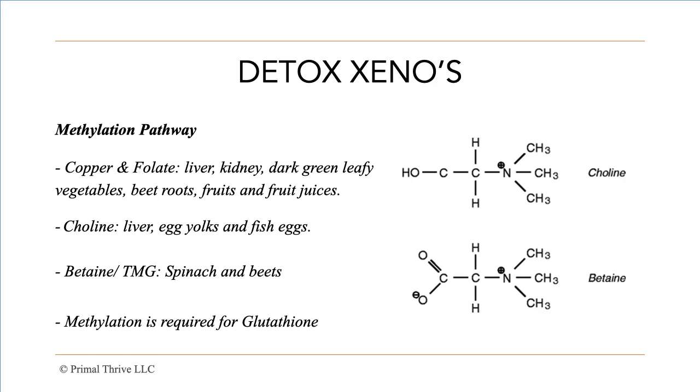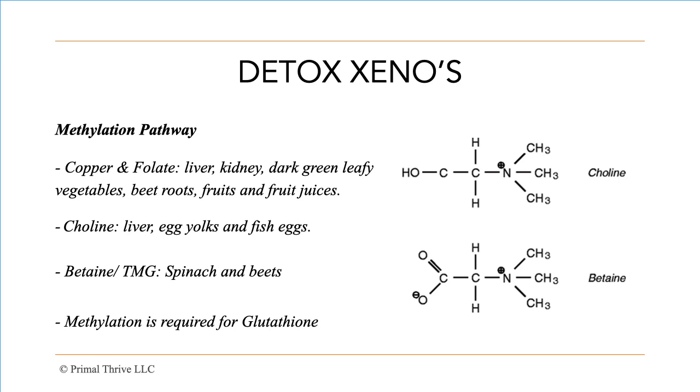So the main pathways happen in the liver, and the first one is the methylation pathway. So methylation is basically attaching a methyl group, which is CH3, from one molecule to the xenoestrogen molecule. And what do we need? Therefore, we need folate, which is found in liver, kidney, dark leafy greens, beetroots, fruits, and fruit juices. But we also need copper, and copper is primarily found in organ meats. So copper also drives this methylation pathway.